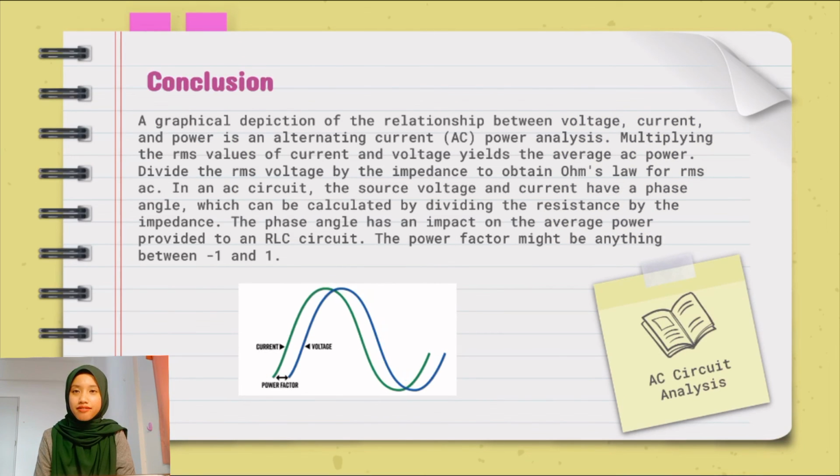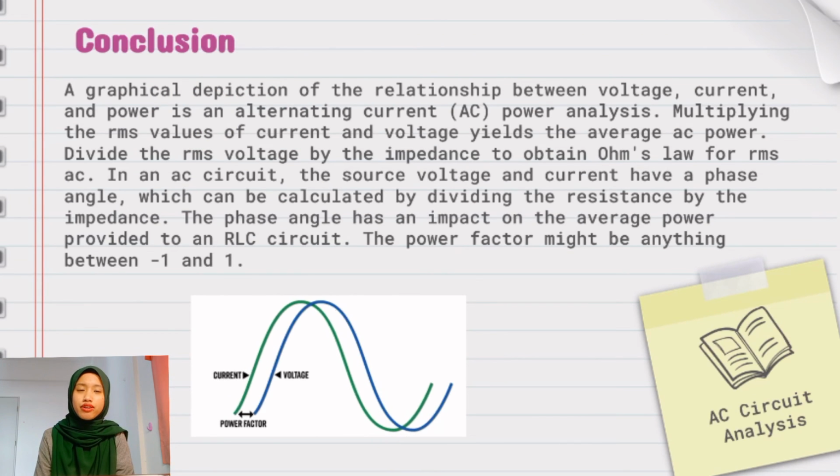For the conclusion, a graphical depiction of the relationship between voltage, current and power is an alternating current power analysis. Multiplying the RMS values of current and voltage yields the average AC power. Divide the RMS voltage by the impedance to obtain Ohm's law for RMS AC. In an AC circuit, the source voltage and current have a phase angle which can be calculated by dividing the resistance by the impedance. The phase angle has an impact on the average power provided to an RLC circuit. The power factor might be anything between -1 and 1.